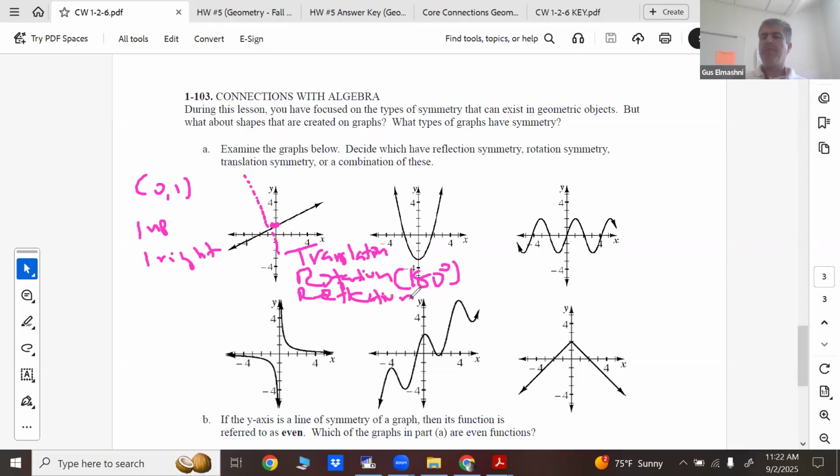It's a little confusing, especially the translation part, because you have to realize that if you took a point on the line and you did a very specific translation, like up this much, right this much, that slope basically, you will get back to the same place.